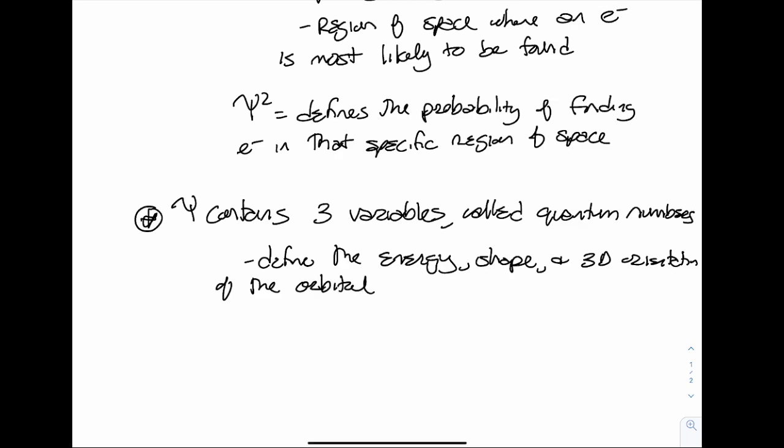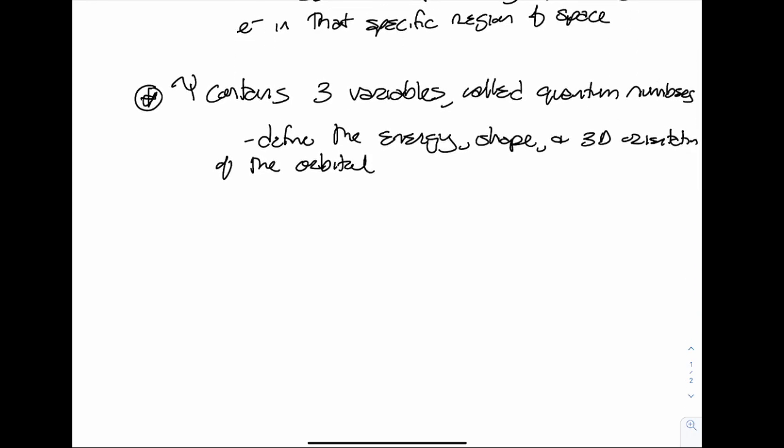So what is the energy of the orbital? What is the shape of the orbital? And then how is that orbital oriented in three-dimensional space? That's what our quantum numbers are going to define. We're going to go through our quantum numbers here. Our first one is our principal quantum number.